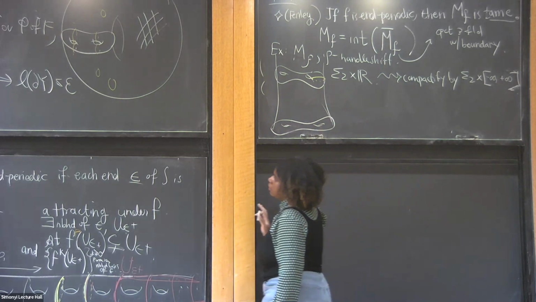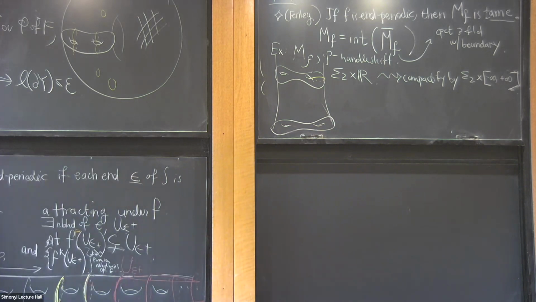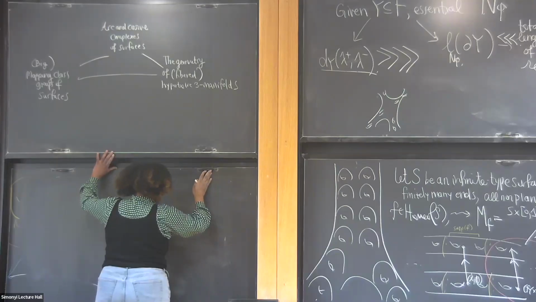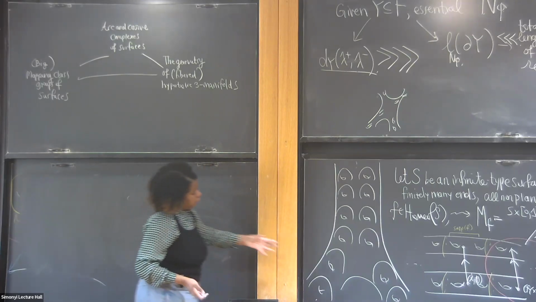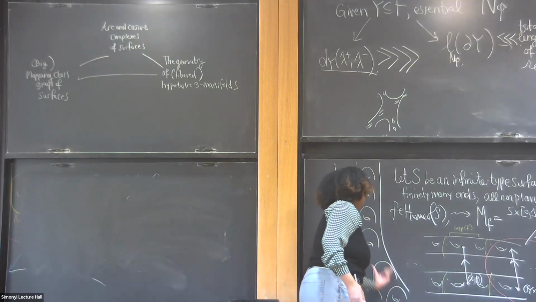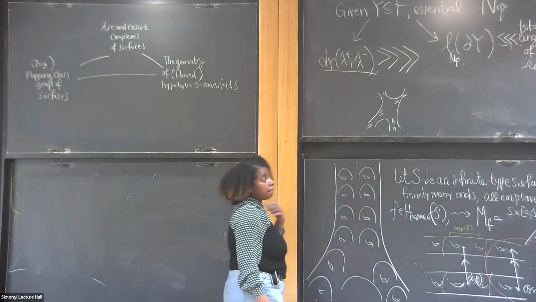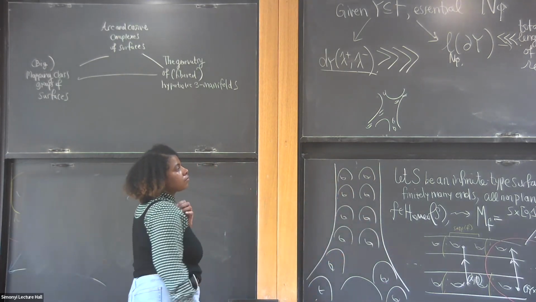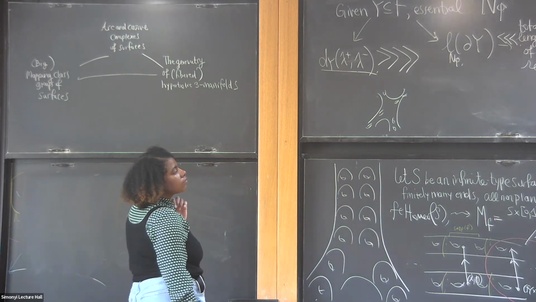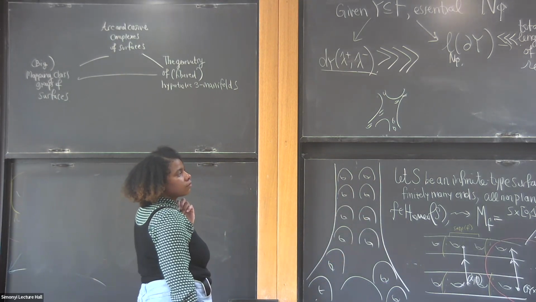So maybe I'll draw a general picture. For example, if I had a shift going here, a shift going here. Wait, so this is like a universe, or not a universe, but this is like a cover picture.